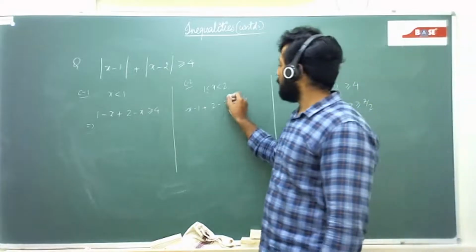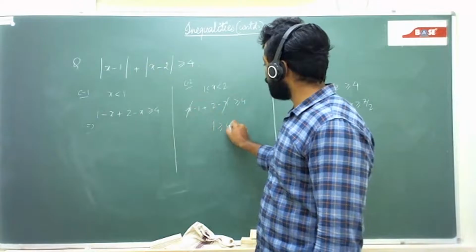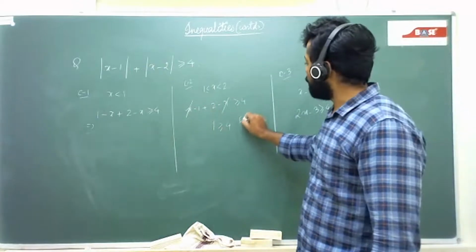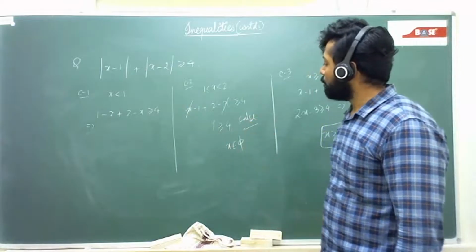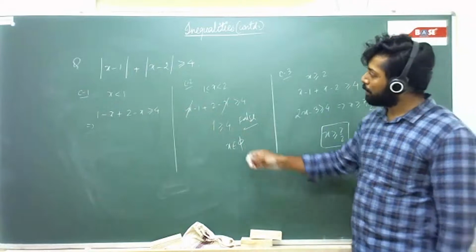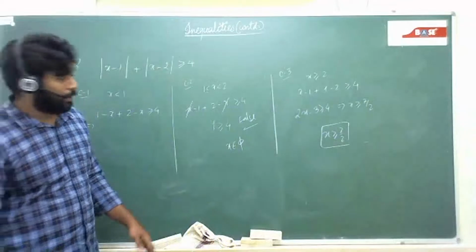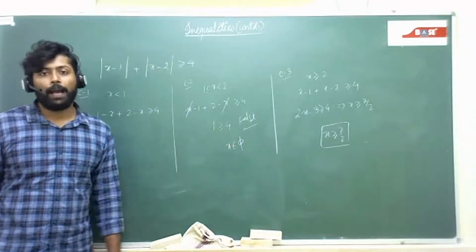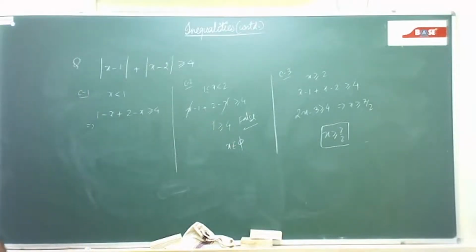Now, from the second case, x cancels and 2 plus 1 minus 2 is 1. 1 more than or equal to 4. It doesn't make sense. 1 is not more than or equal to 4. It's false. False means we don't have any particular x. So x is null here. There is no x between 1 and 2 where 1 is more than or equal to 4. That means its condition doesn't match. It's not true. So we don't have any such x. So it is a null set.